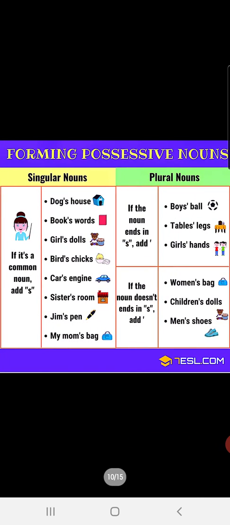Let us see some more examples. Dogs, houses, books, words, girls, dolls. It is a common noun, add s. That means apostrophe and s. In plural nouns, children, you only have to remember that if the noun ends in s, you are going to add apostrophe after the s. And if the noun is not ending in s, then you will add apostrophe and s to it. Okay? Yes, children. You can refer to this table again.